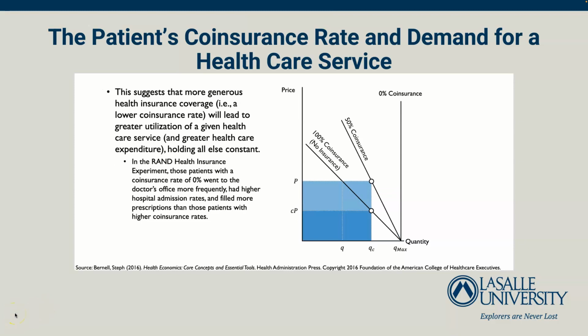This suggests that more generous health insurance coverage, that is, a lower coinsurance rate, will lead to greater utilization of healthcare services and also greater healthcare expenditure, holding all else constant. And this is what we see empirically as well. In the famous RAND Health Insurance Experiment, for instance, those patients with a coinsurance rate of 0% went to the doctor's office more frequently, had higher hospital admission rates, and also filled more prescriptions than those patients with higher coinsurance rates.